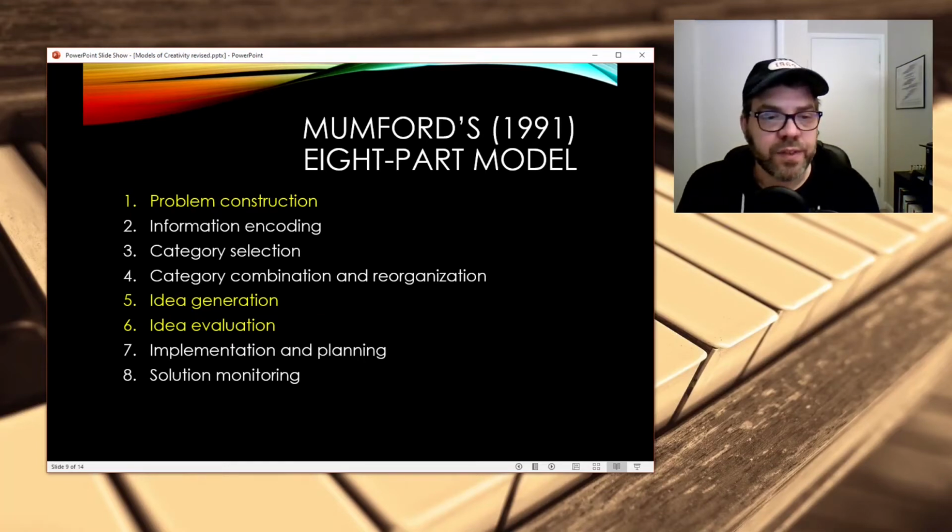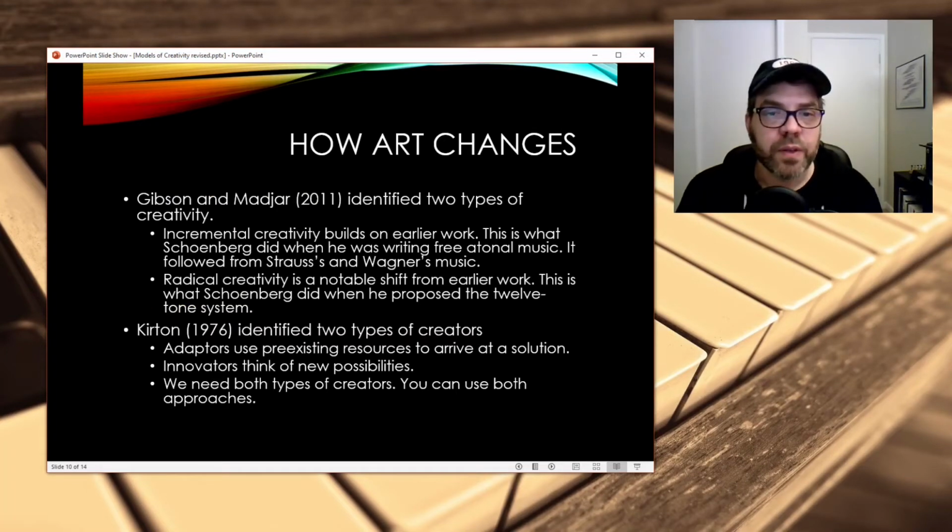When you get to 5 and 6, idea generation and idea evaluation, those seem really essential to the creative process no matter what. So if you look at how art changes, Gibson and Major identified 2 types of creativity: incremental and radical creativity. Incremental creativity builds on earlier work.